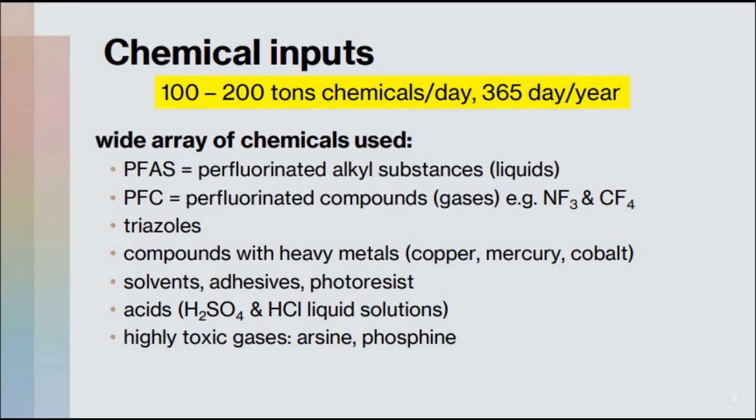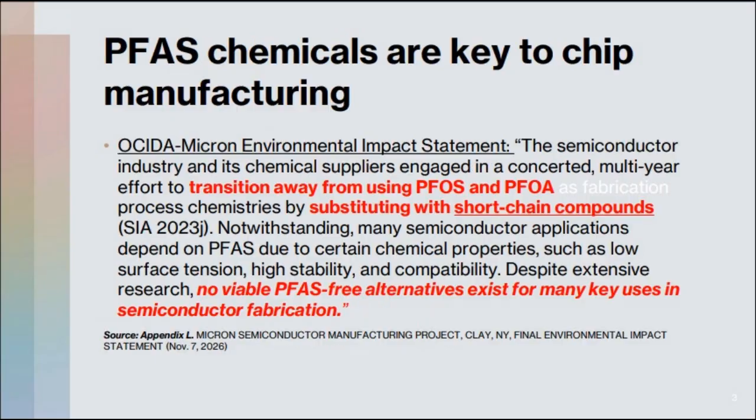So what we need to realize is that making semiconductors requires lots of chemicals, 100 to 200 tons a day, 365 days a year. So just wrap your head around that. The bottom slide on page 1 gives you a list of some of the categories of chemicals that are being used. I'm going to focus just on PFAS, perfluorinated alkyl substances, and PFC, perfluorinated compounds. All right, so fluorine is the theme here.